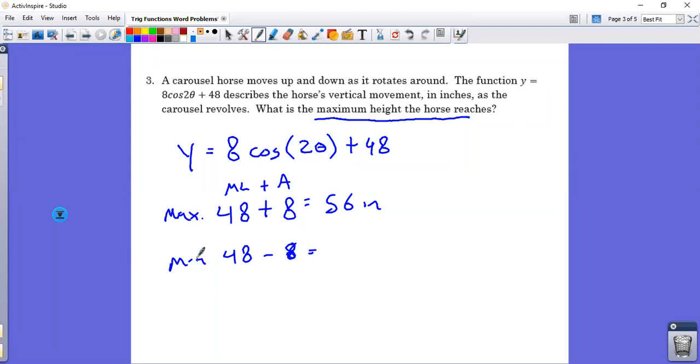If they ask you for what's the period of this one, 2 pi. If that's not a fraction, you can just divide it. You always divide by that number. So it's actually pi. It takes 3.1. Does it say what the time is? Nah. But it doesn't ask for that anyhow. So what's the maximum? 56 inches.